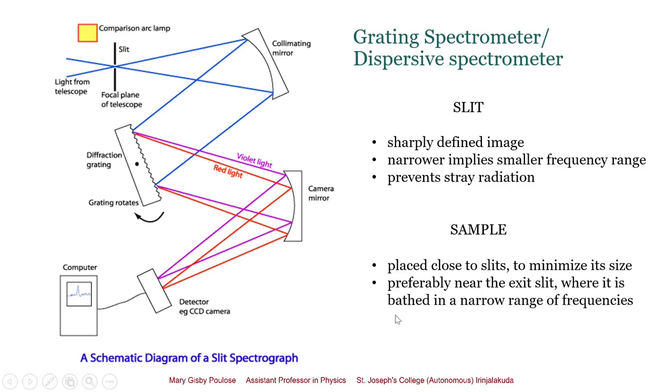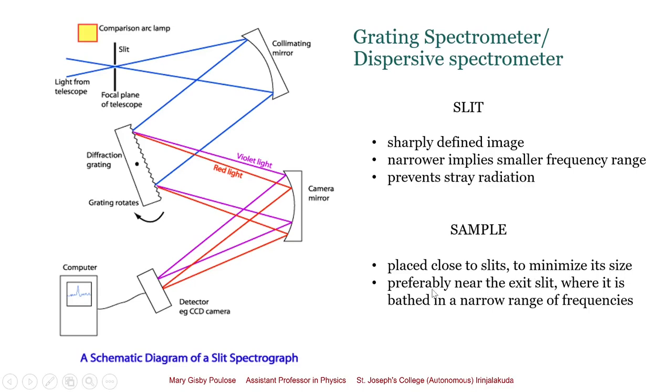Another thing is that the sample that needs to be studied is placed nearer to the slit, because if it is nearer to the slit, the radiation will pass through all of that sample. The radiation is focused into that sample. So it is placed close to the slits to minimize its size. Only a small sample needs to be taken there.